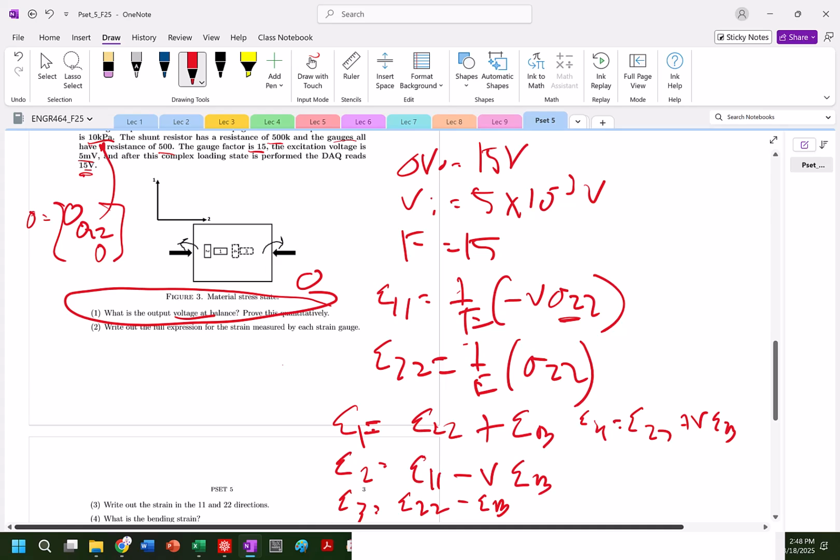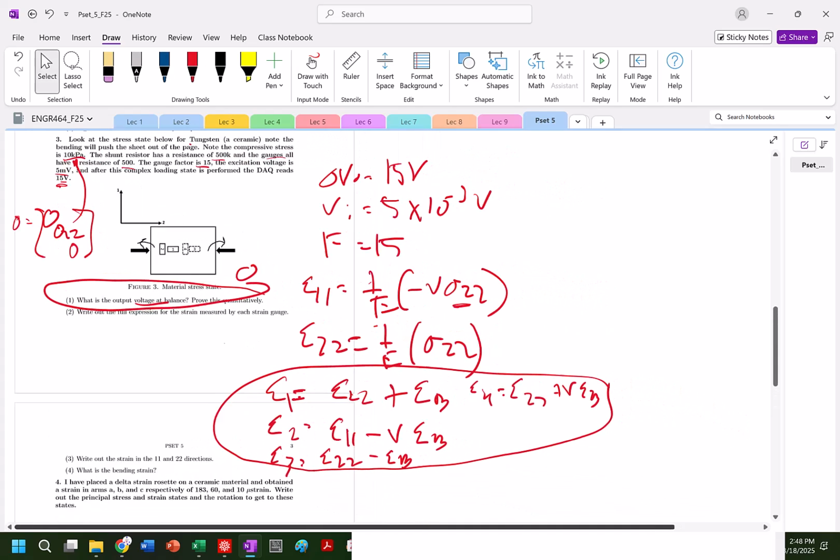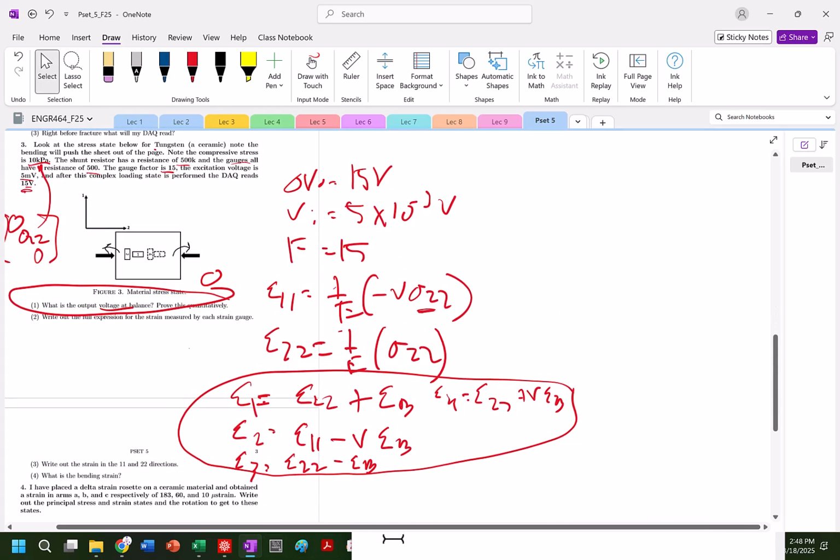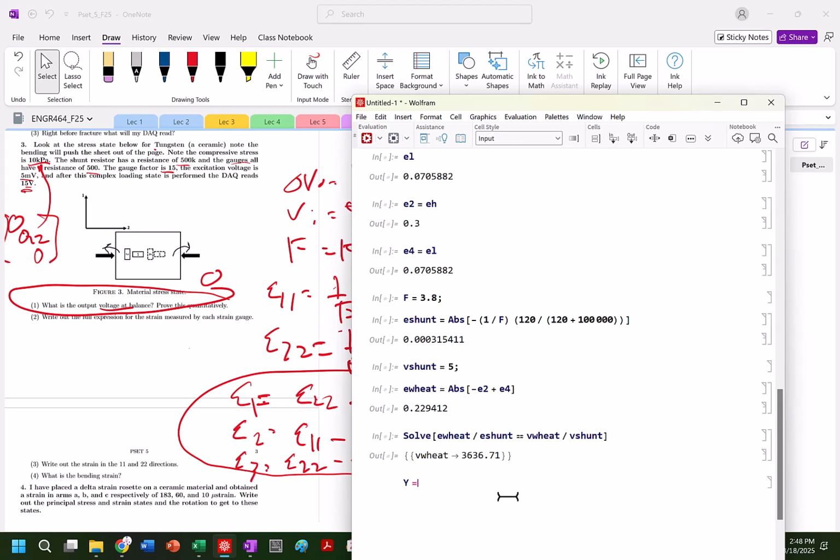So that is fantastic. We've got all the strains here, essentially all these definitions. Now it's really time to solve, and we can get this. So y is equal to 300 times 10 to the 9th. My nu is equal to 0.2. My gauge factor F is equal to 15. My del V naught is equal to 15. My VI is equal to 5 times 10 to the minus 3.